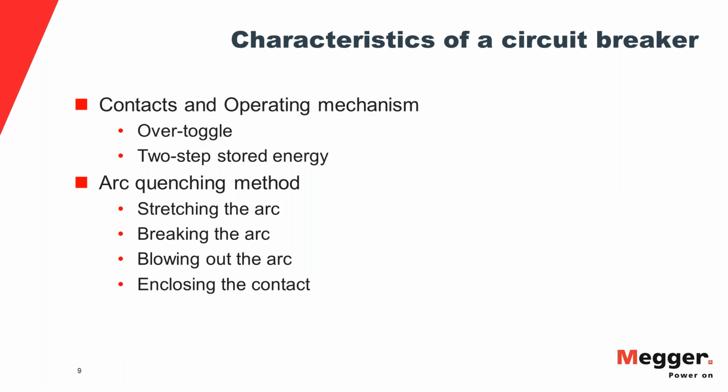Then you have the contacts and the operating mechanism. There are two main types of operating mechanism. There is the over toggle mechanism, which is what you typically see on MCBs or MCCBs. What it means is that there is a handle with which you can either open or close a breaker. When the handle goes over toggle, that is when it goes past a point of no return, then the contacts operate. The actual time that the contacts take to open or close is independent of the speed with which you move the handle.